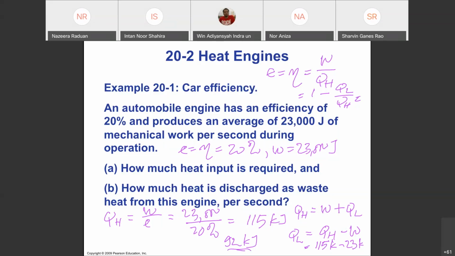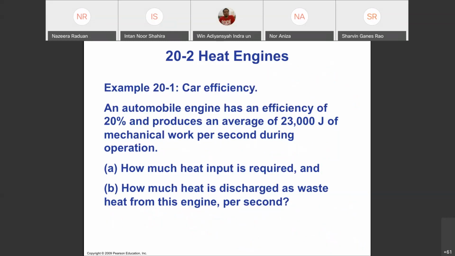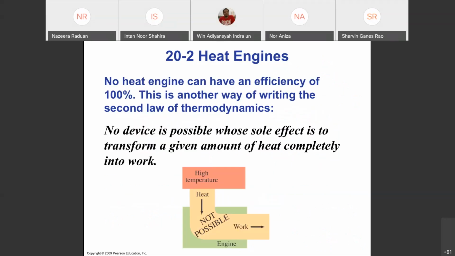Okay. Yeah, I think we stop here. Any questions so far before we stop? You can check the answers in the textbooks. No question? Okay, if you have, another thing. This is the last one.